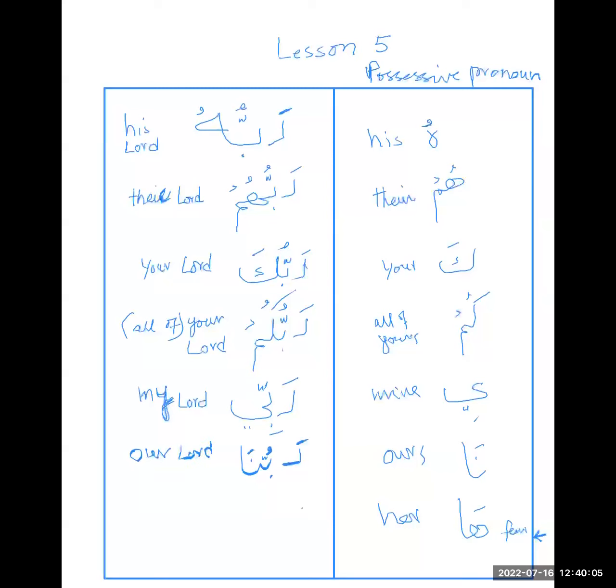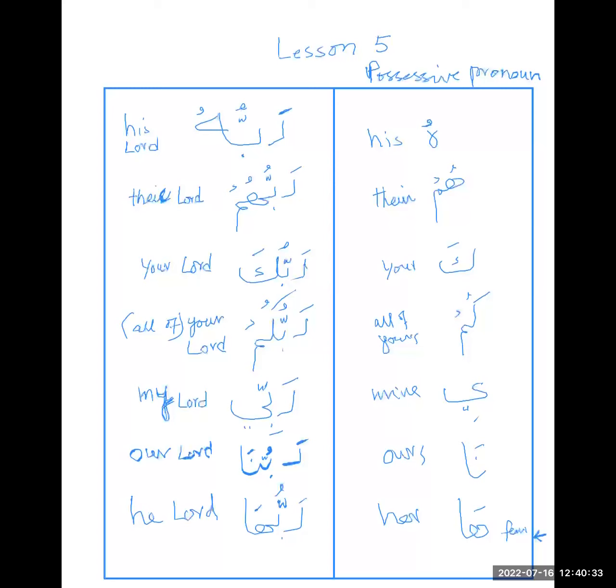And Rabbuha, her Lord. So far, so good. And whatever you have learned in these 5 lessons so far, they are not little. You have covered more than 1,000 words or 1500 words or more than that in the whole Quran.